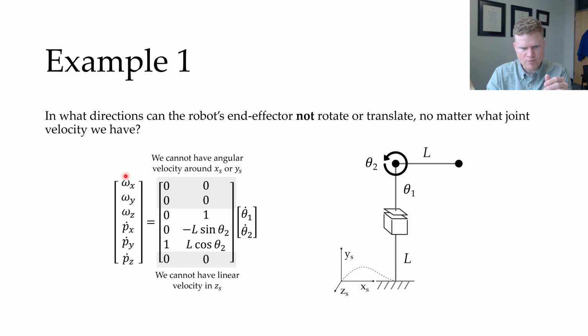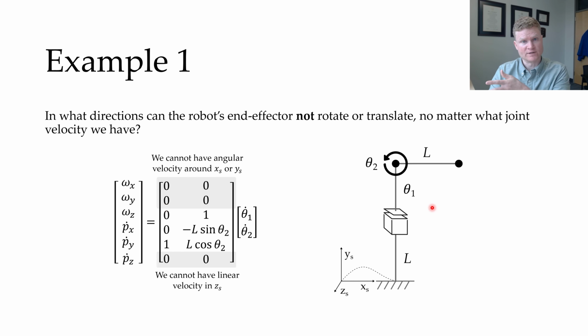Now, if you look at it, you realize that omega x is going to be equal to this first row multiplied by my joint velocity. So it'll be 0 times theta 1 dot plus 0 times theta 2 dot. Well, that means that omega x is always going to be equal to 0, no matter what I'm doing with my joint velocities. Mathematically, that's saying that I cannot have any angular velocity around the x-axis, and the same is true about the y-axis. So I can't have any angular velocity around either the x or the y-axis based on these rows of all zeros. All right, so that's what the math is saying.